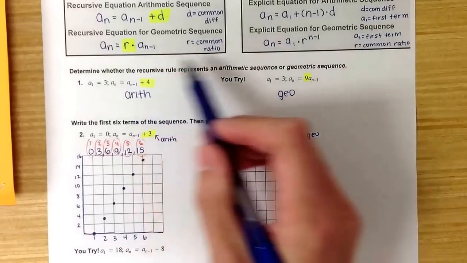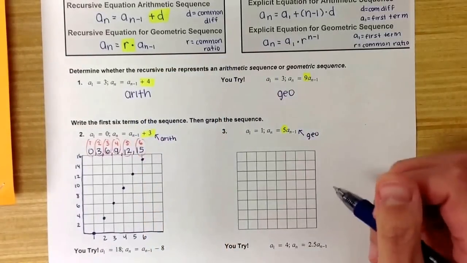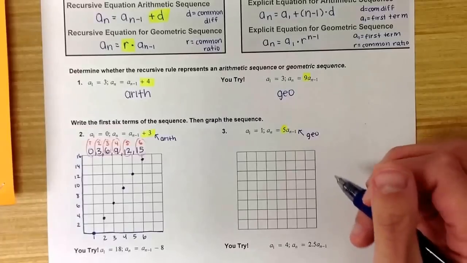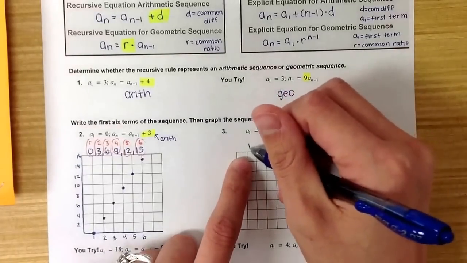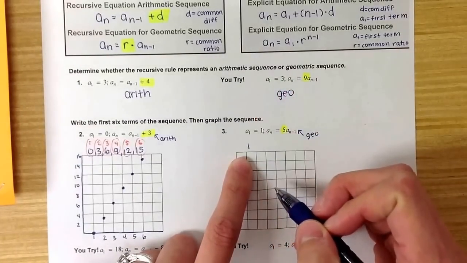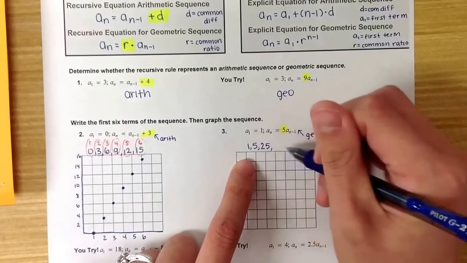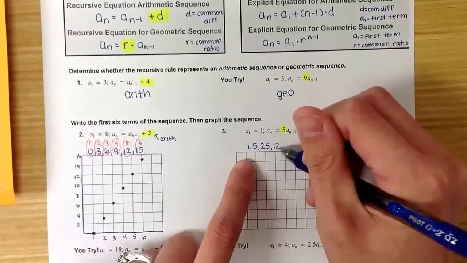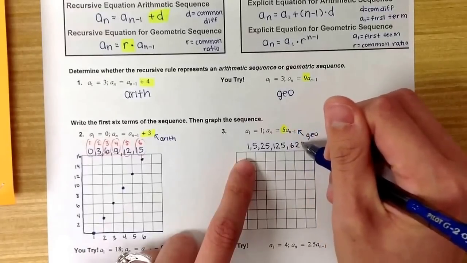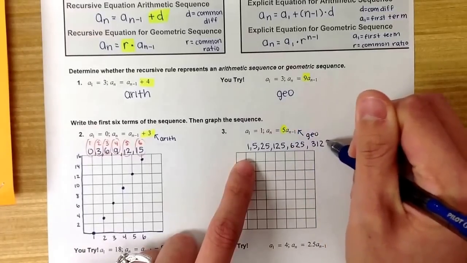5 is R. R means the common ratio. That means that's the number being multiplied over and over and over again. So my first term is 1, because A1 stands for the first term. 1 times 5 is 5. 5 times 5 is 25. 25 times 5 is 125. Then I have 625. Then I have 3,125.